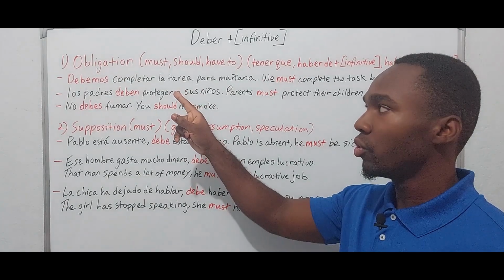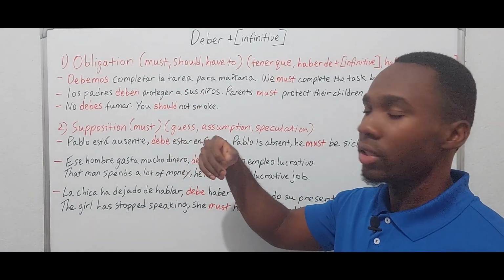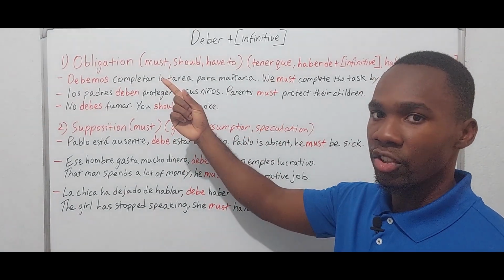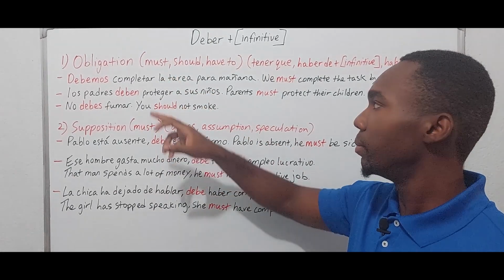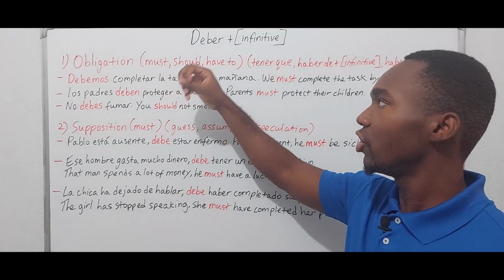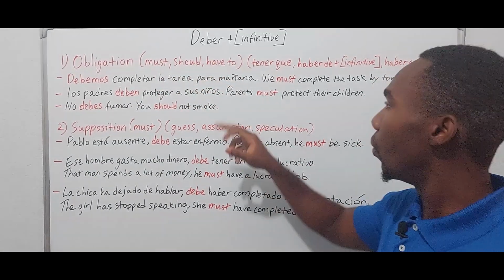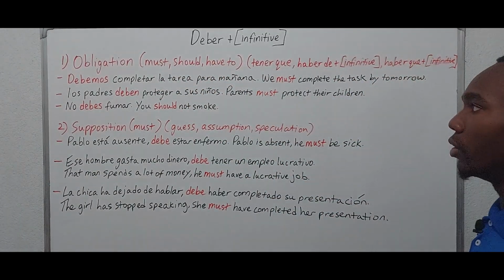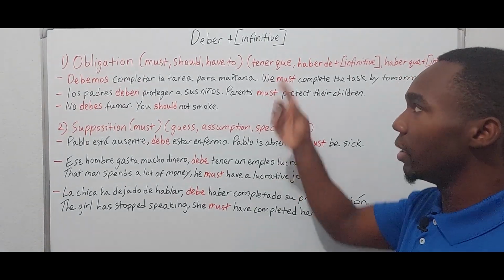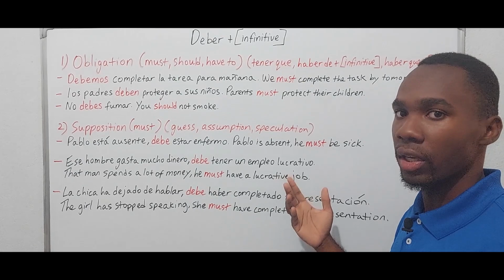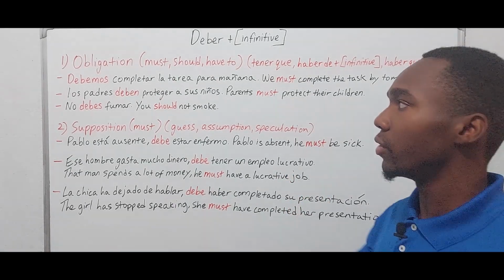So the first use or meaning is going to be to express obligation. And in English, this would be represented by words such as must, should, or have to. And what you see in the brackets here would be synonyms, basically synonyms of deber plus the infinitive, okay? So let's look at the examples.